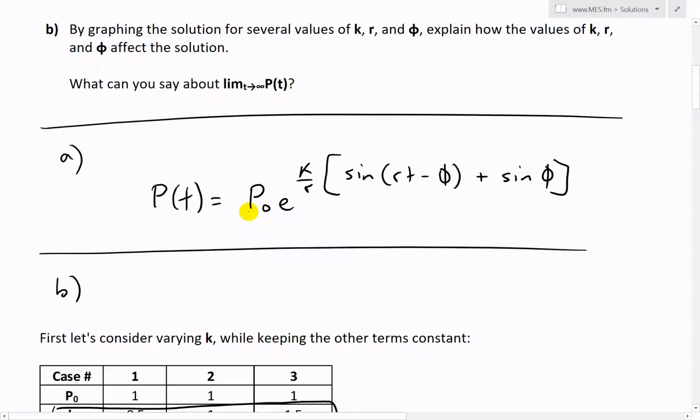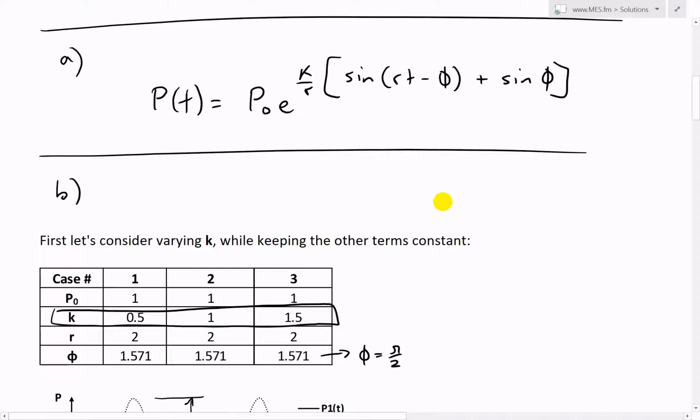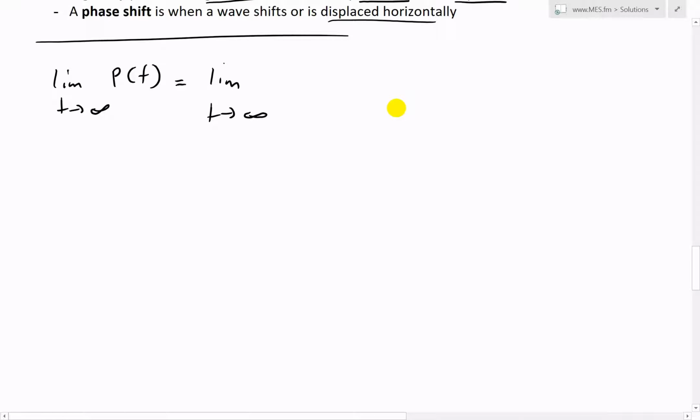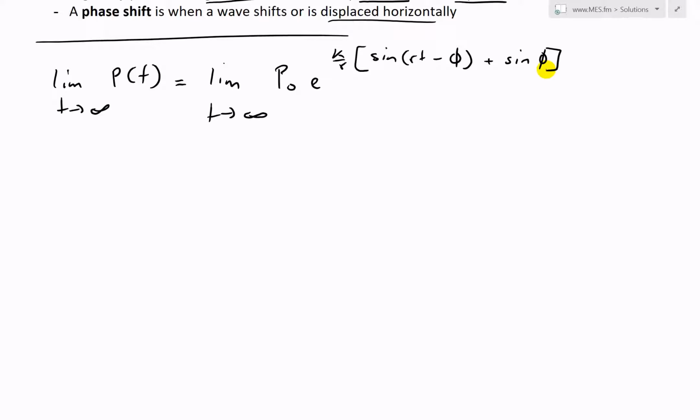P of t is equal to p naught e to the k over r, times sine rt minus phi plus sine phi. So let's see if I memorized that correctly. This is going to be p0 and then e to the k over r times sine rt minus phi plus sine phi, like that. So yeah, that's correct.